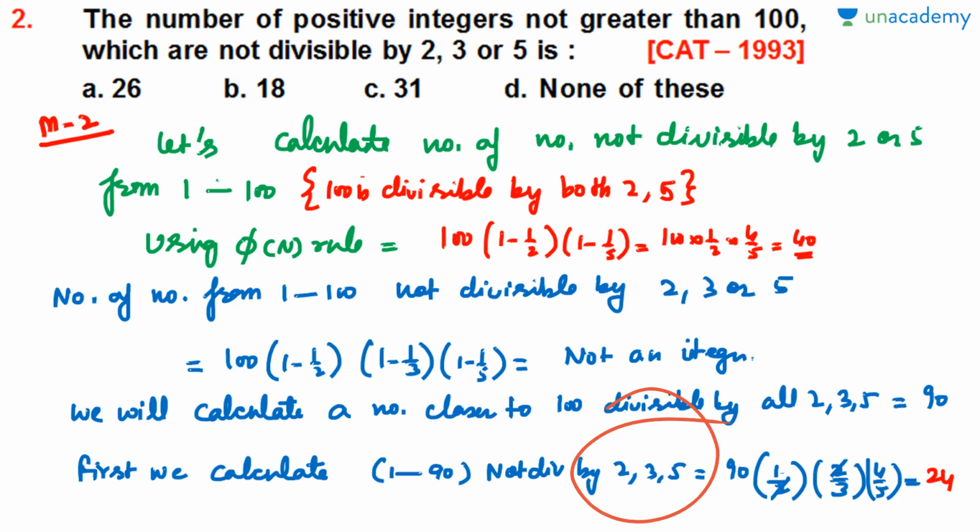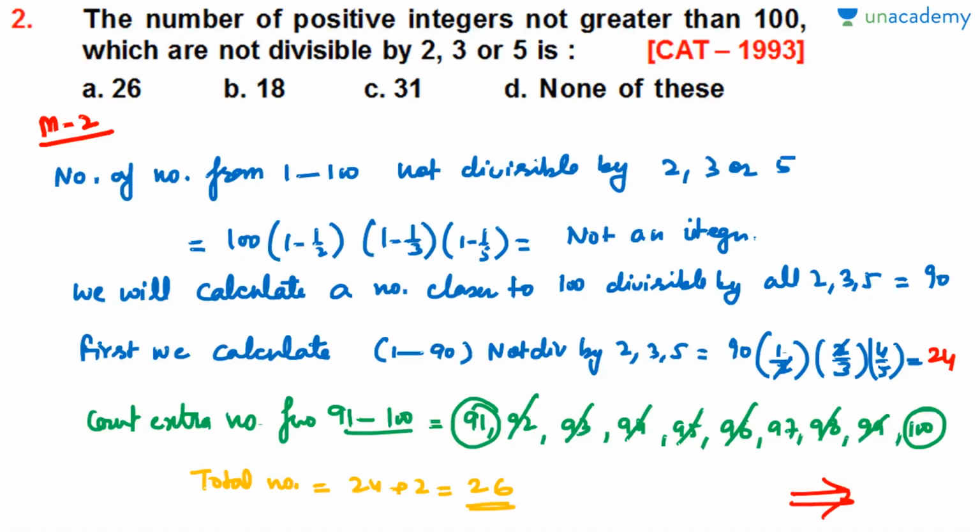This is 90 × (1 − 1/2)(1 − 1/3)(1 − 1/5). This is 24. So it means we have 24 numbers from 1 to 90 which are not divisible by 2, 3, 5. Now we'll count the extra numbers from 91 to 100, because we have to calculate from 1 to 100. So we'll write 91, 92, 93, 94, 95, 96, 97, 98, 99, 100, and we'll cancel those numbers which are divisible by 2, 3 or 5.